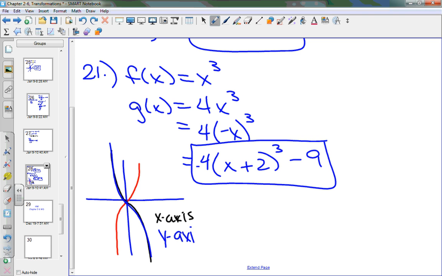That when you reflect the x cubed, the spaghetti function, over the x or the y-axis, they look exactly the same. Because that's what we call an odd function. Do you understand that? It's symmetrical according to the origin, which is both the x and the y-axis. Okay? So that's why in this case, it looks like it's reflected over the x, because they're exactly the same. Okay?